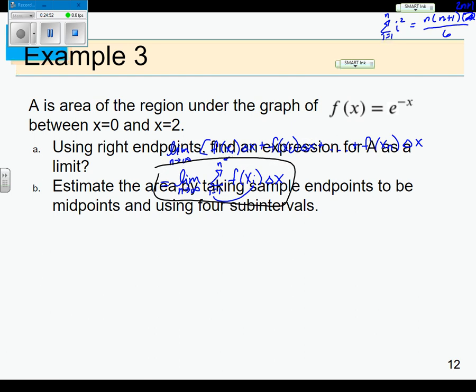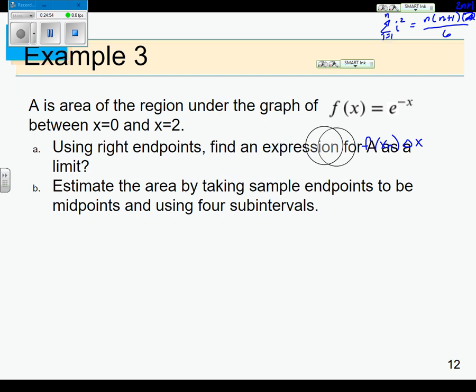Okay, example 3. I want to find A, the area under the region of the graph y equals e to the negative x. And we don't really have to know what that looks like. We know it's an exponential, and I can definitely draw an exponential. Oops, that has been reflected over the y-axis. So not too hard to figure out what that means.